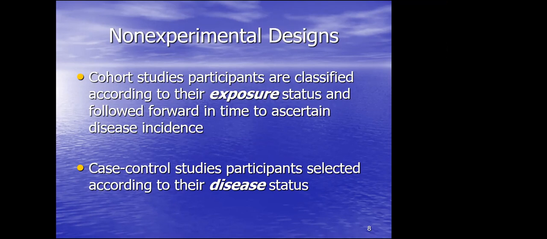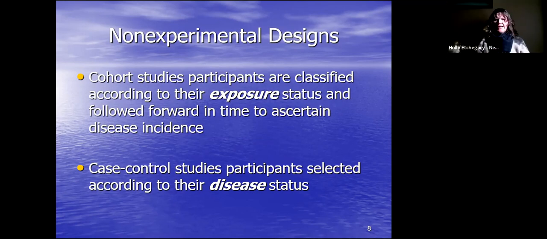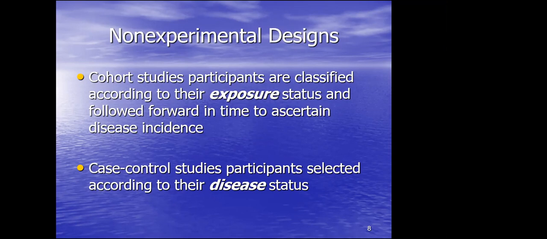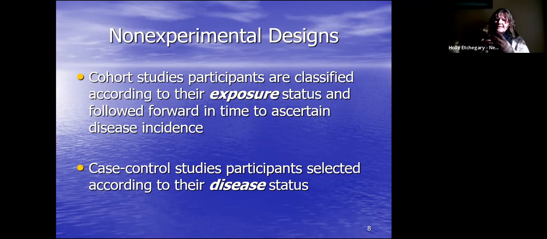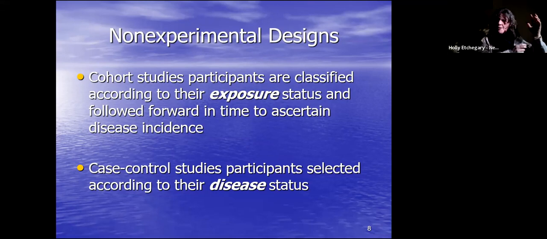So in a cohort study, participants are classified according to their exposure status. And that very much is the language of cohort studies. They're followed forward in time to figure out what the disease incidence is. Case control studies, on the other hand, participants are selected according to their condition. So they already have a condition or a disease. We're looking back in time to look at the risk factors for that disease.